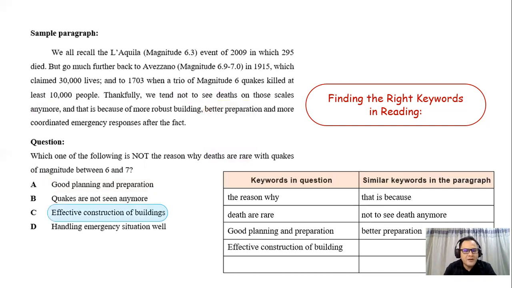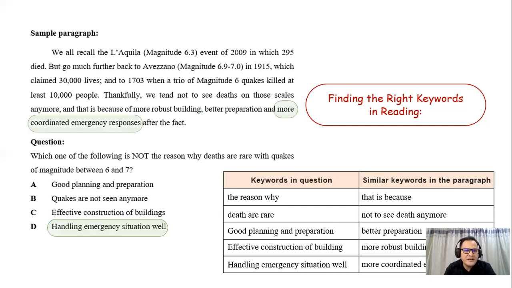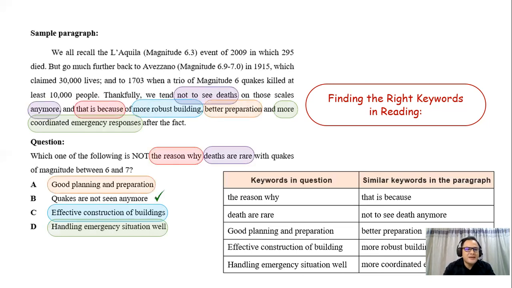And then we have effective construction of building. So we have the words more robust building. And then handling emergency situation well. So in the paragraph, similar keywords are more coordinated emergency responses. So when we manage to find similar keywords or phrases, then we can locate the correct answer, which is B. Quakes are not seen anymore.